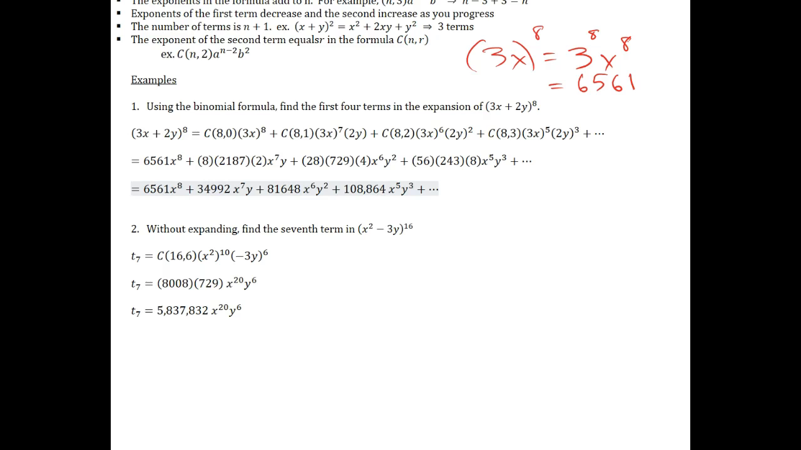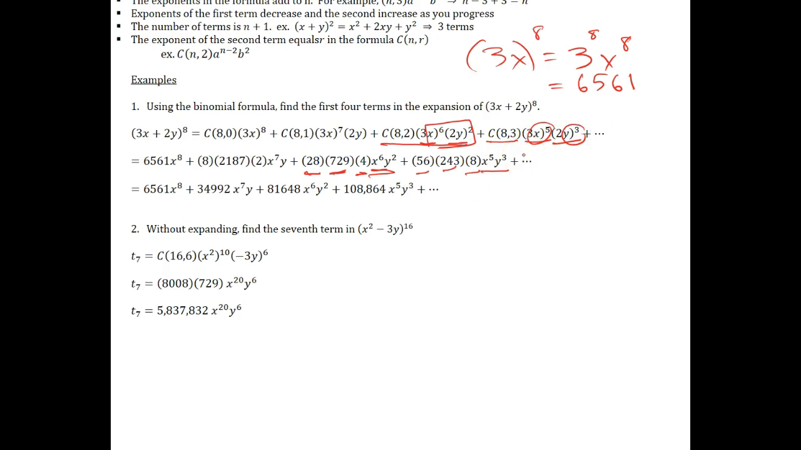And we look at our third term, which is this one right here. So 8 choose 2. Now again, you use your calculator and you'll see it's 28. 3 to the power of 6 is 729. And 2 squared is 4. So that's the coefficient. And the exponent, x to the power 6, y squared. Now likewise for the last term, you've got 8 choose 3, which is 56, 3 to the power 5, which is 243, and 2 cubed, which is 8. And our terms are x to the power 5, y cubed.